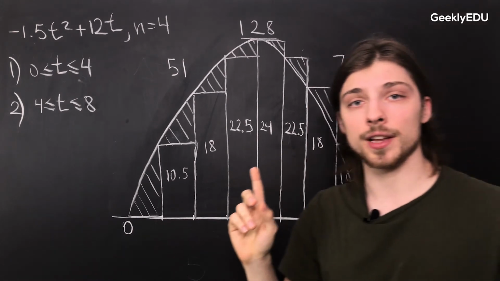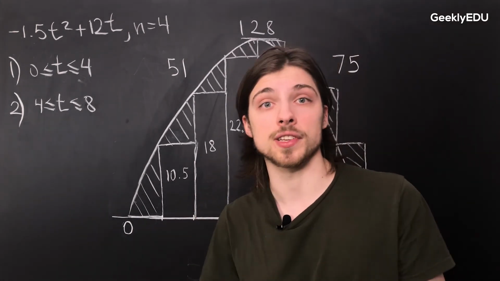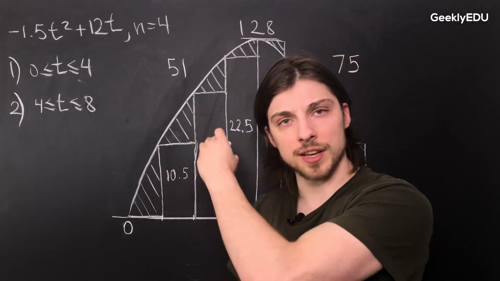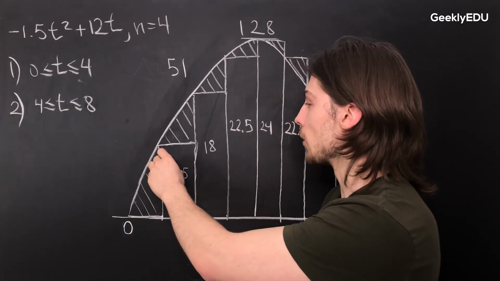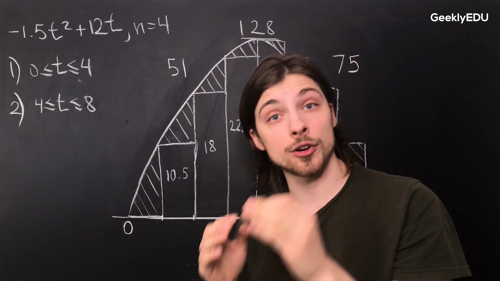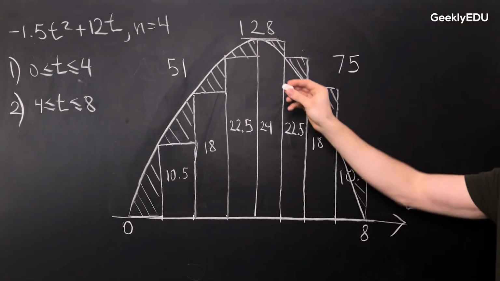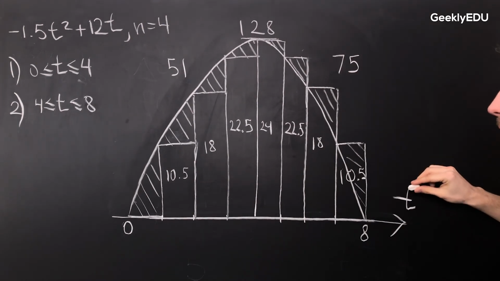And an important thing to point out, and perhaps the purpose of this exercise was to demonstrate that over here we have an increasing function, and in this case our left Riemann sum gives us an underestimation, whereas when the function is decreasing, the left Riemann sum gives us an overestimation.